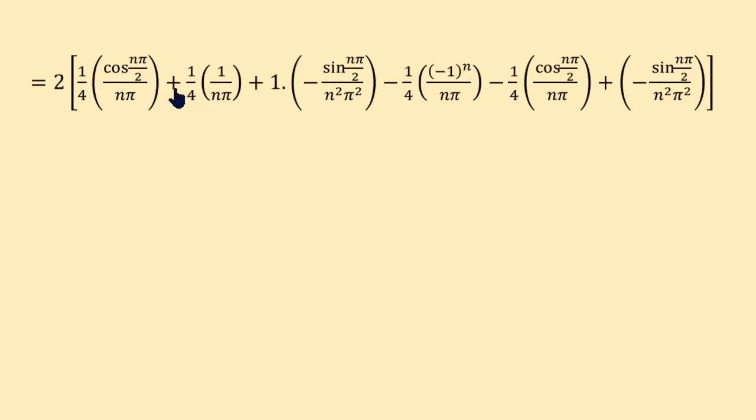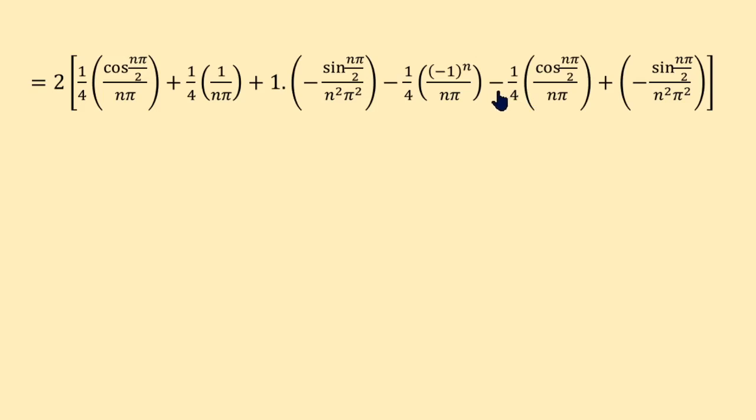Lower limit value: minus, minus, plus 1 by 4th of 1 by n pi. And next term, 1 into minus sin n pi by 2 by n square pi square. And for the lower limit it is minus 1 by 4th of minus 1 power n by n pi. This is the upper limit for the second term, that is cos n pi is minus 1 power n.